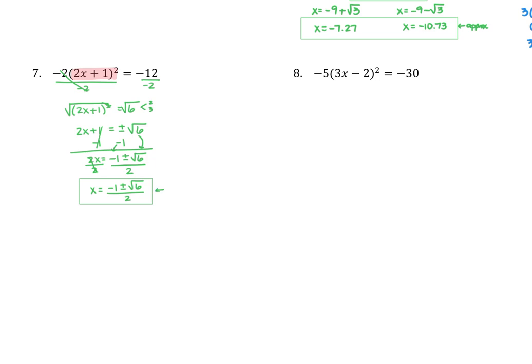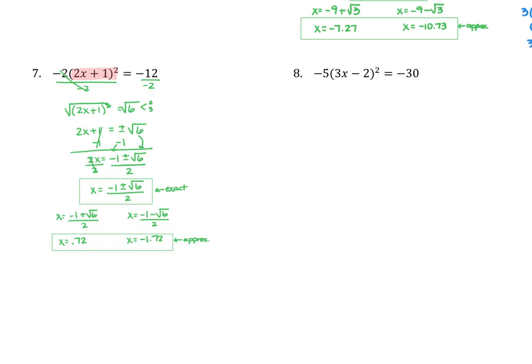To get my approximate, remember I would just plug that in my calculator. So the first one I would plug in is -1 plus the square root of 6 divided by 2. And if I round that, I would get approximately 0.72. Then I'm also going to do -1 minus the square root of 6 divided by 2. And if I round that one, I get -1.72. Remember, rounded decimals are my approximate answers.